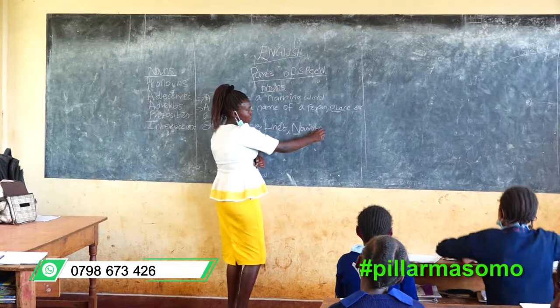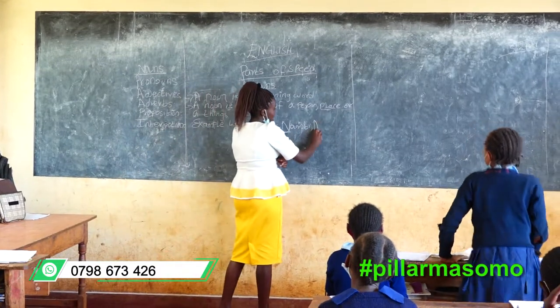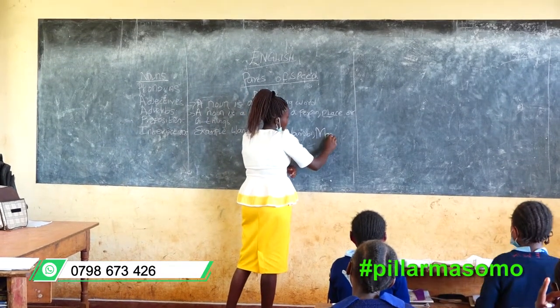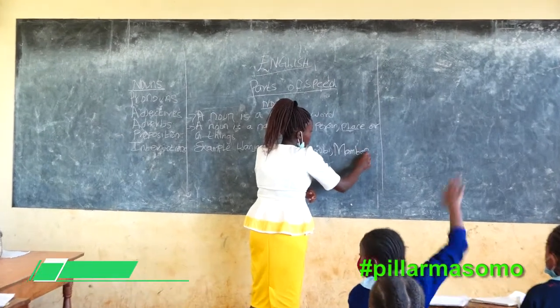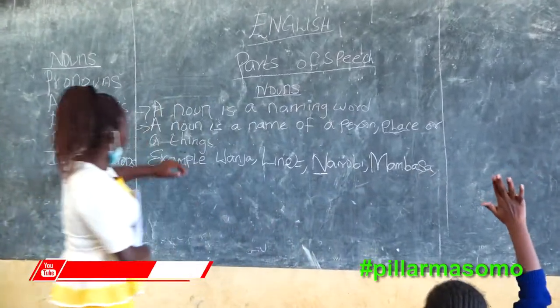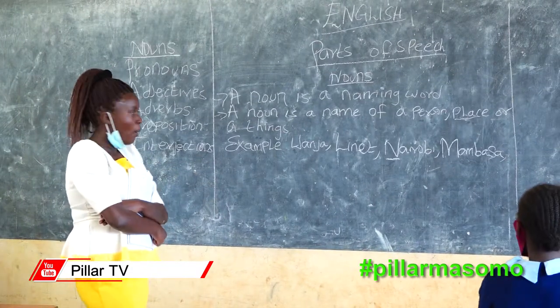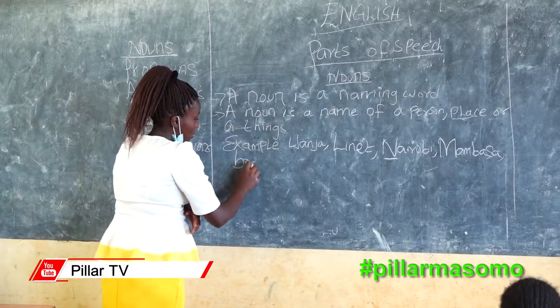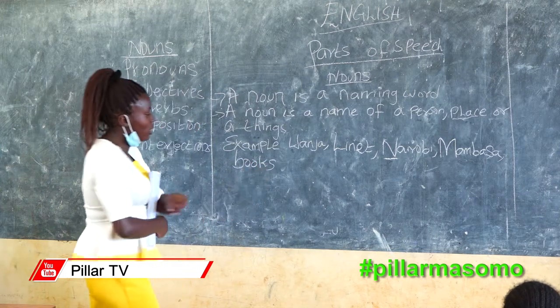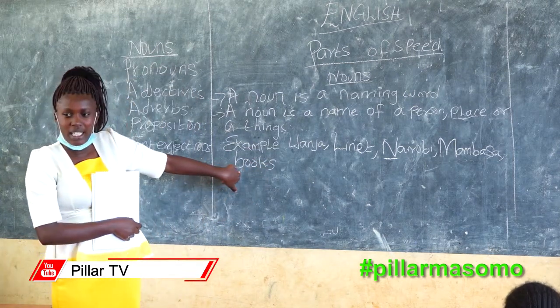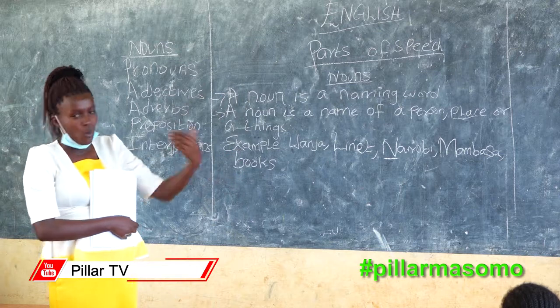Mombasa. Mombasa is a place. What about an example of a noun that is a name of a thing? Books. But here in books, we don't start with a capital letter, okay? I will explain to you why.